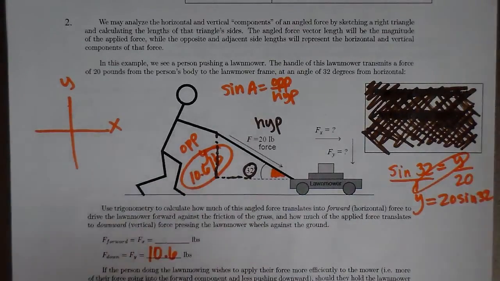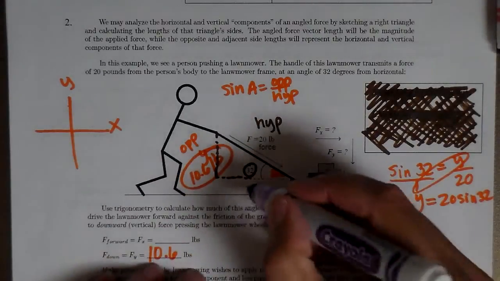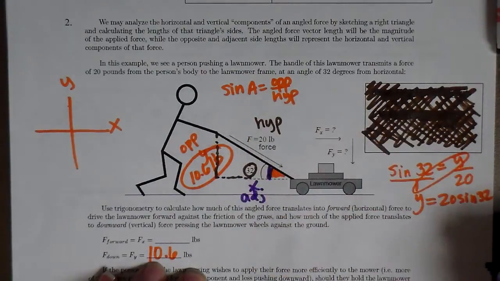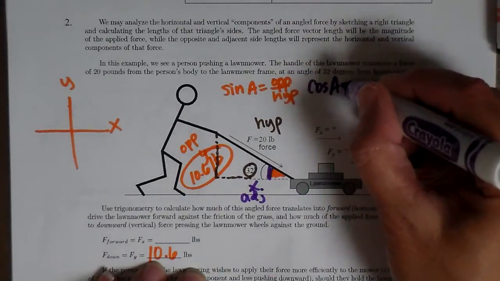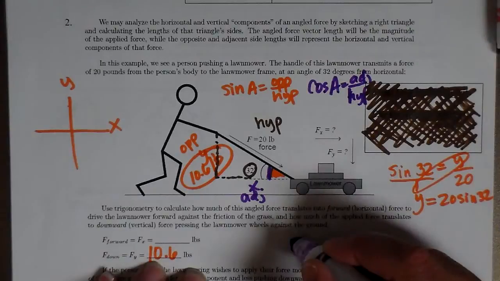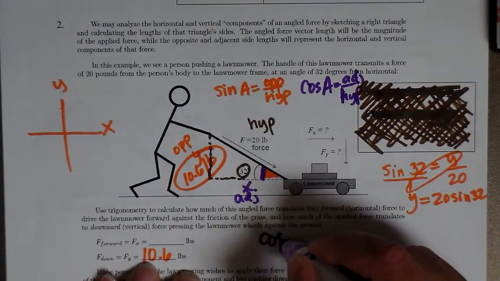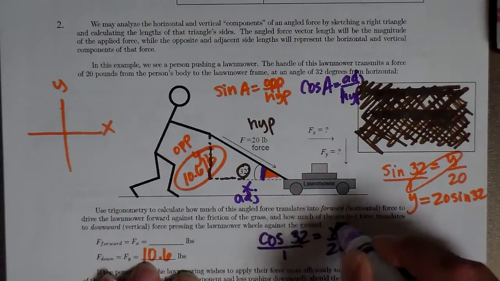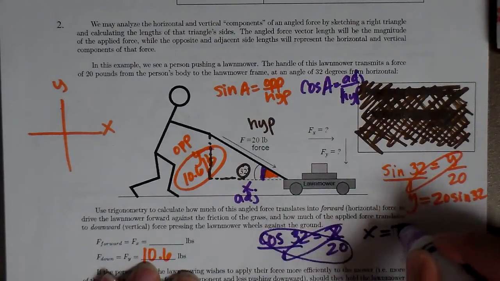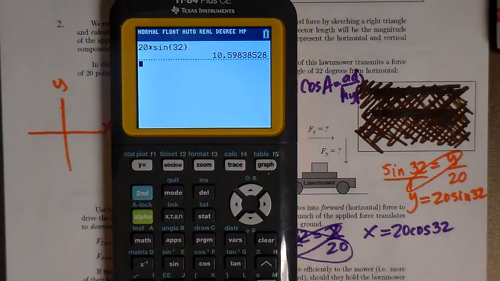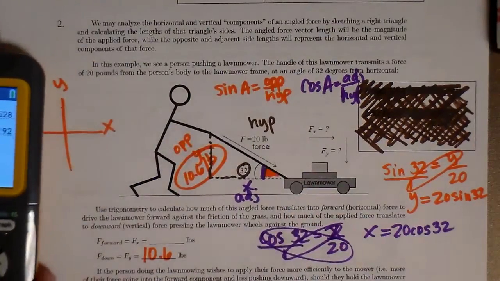So now let's find the force being applied horizontally. Horizontally is your x. Remember, x is left and right. This is the side that's adjacent to the angle. So what function is adjacent and hypotenuse? That's cosine. Cosine is adjacent over hypotenuse. So the cosine of 32 degrees is equal to x over 20. Same thing we did here. Now I'm going to cross multiply. X times 1 is x, and then you have 20 times the cosine of 32. I already know that my calculator is in degree mode, so I do 20 times the cosine of 32 degrees, and I get 16.96, which is about 17.0.